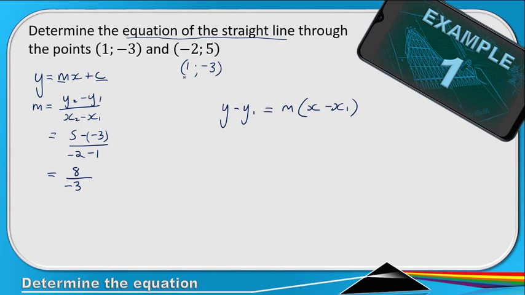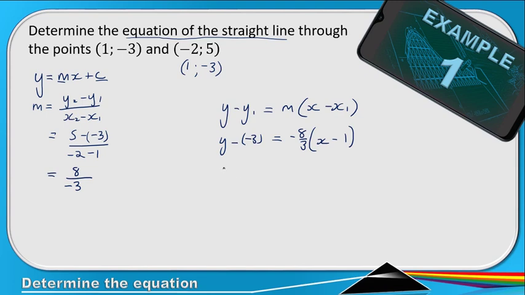So we can basically substitute any of these two points in. So we just choose one. So I'm going to say y minus the y value, negative 3, is equal to the gradient, negative 8 over 3, x minus my x value, which is 1. And then I just simplify.